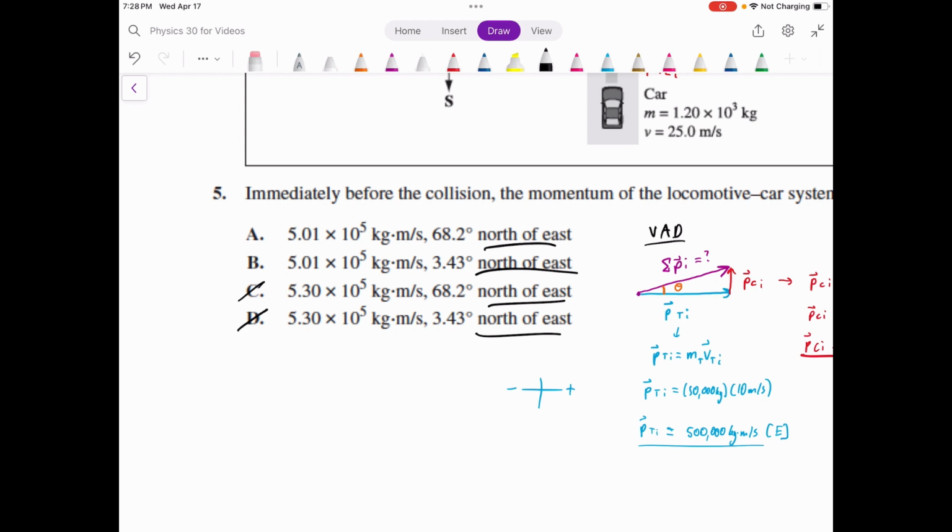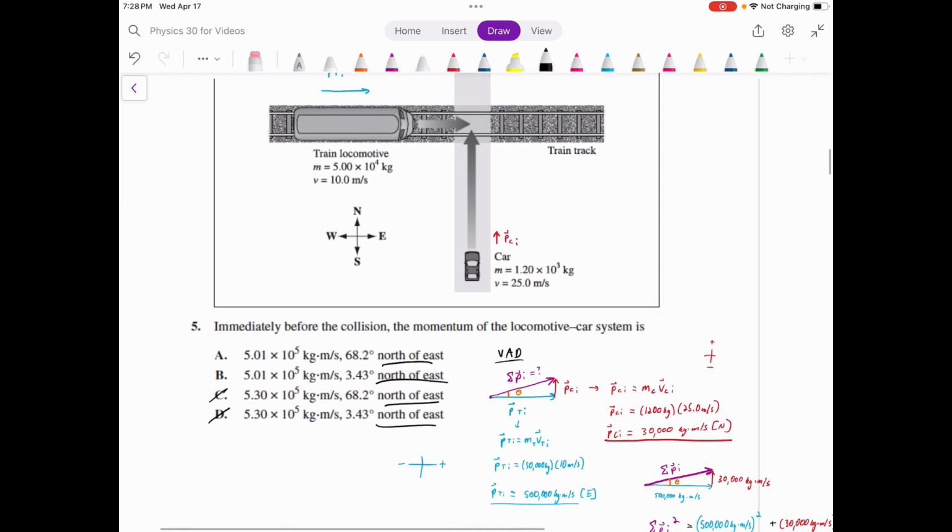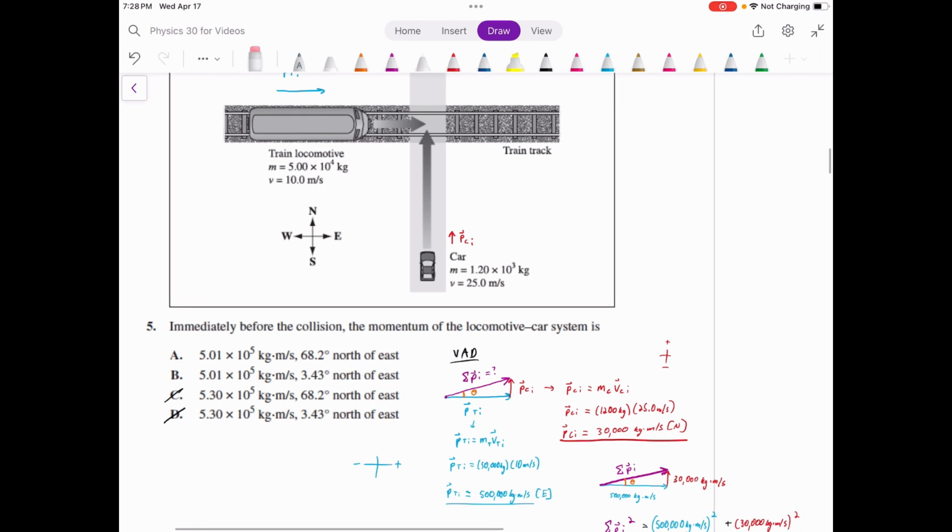And truth be told, if we think about this, we can actually also eliminate A without actually calculating the angle. We will calculate the angle just for the practice here. But to be honest, this doesn't make any sense. 68.2 degrees north of east, right? 68.2 degrees north of east.